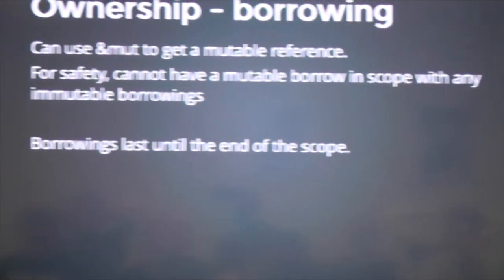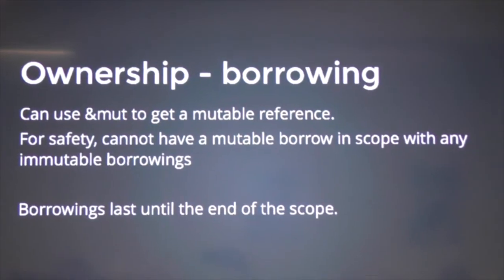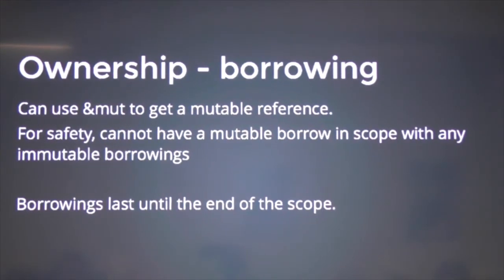That's basically what I just said, but borrowings also last to the end of the scope. So if you borrow for a function parameter, it obviously lasts to the end of that function. You can also create borrowings within a local function, and I'll talk about why you might want to do that in a little bit, but when you do that, they last to the end of scope.